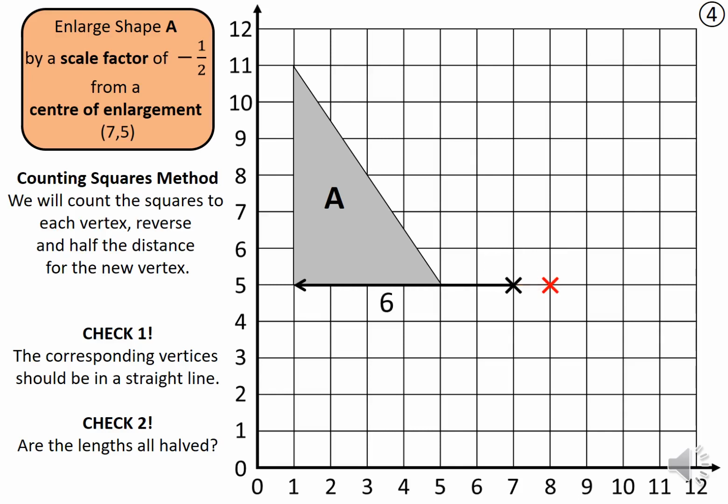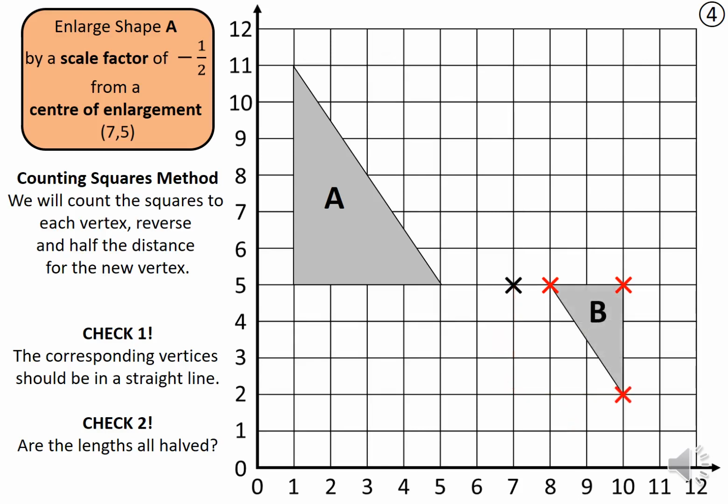Okay, then for another vertex, I have to go 6 to the left, so now I have to go only 3 to the right because I need to go in the opposite direction. And then for the third vertex, I go 6 up, 6 to the left, so now I can go 3 down and then 3 to the right.